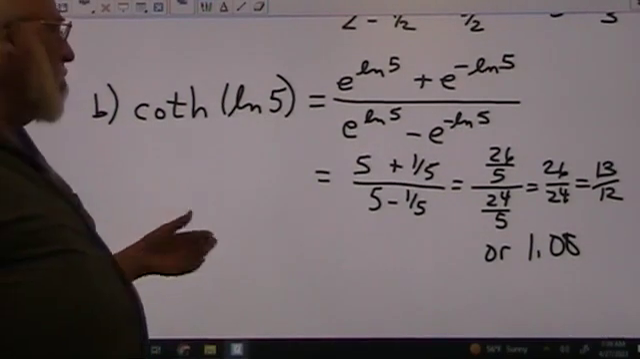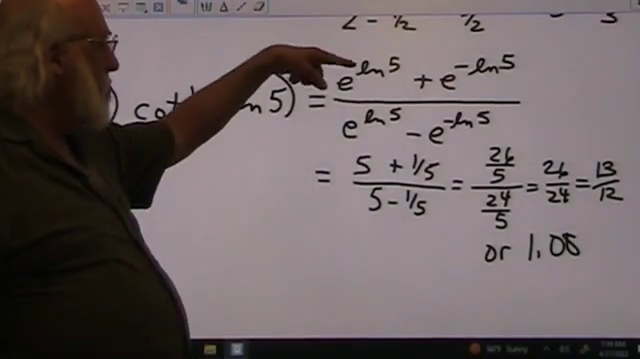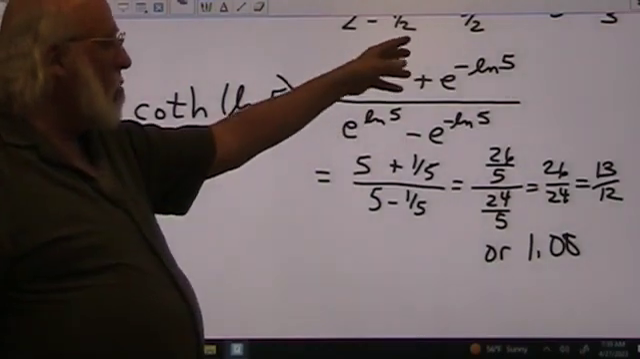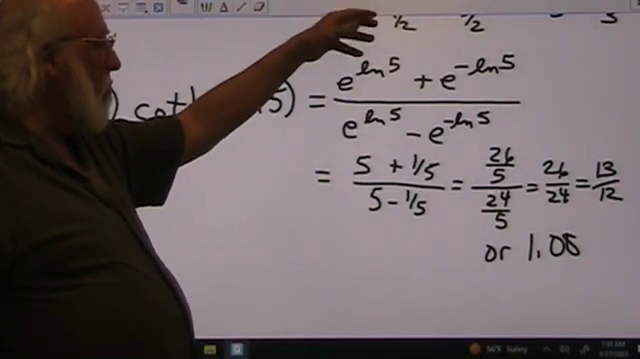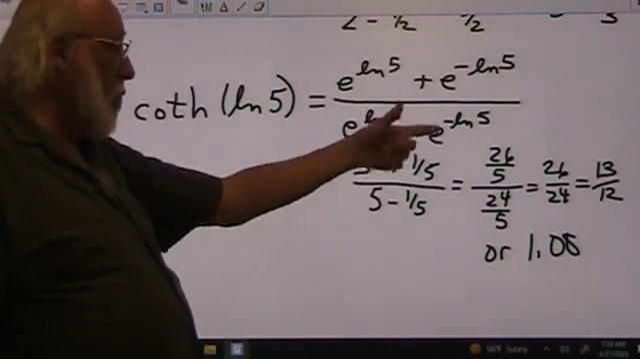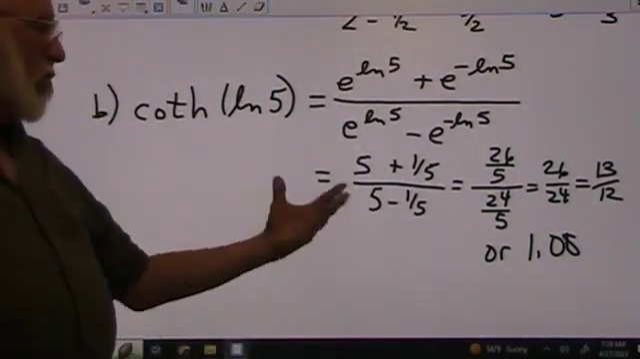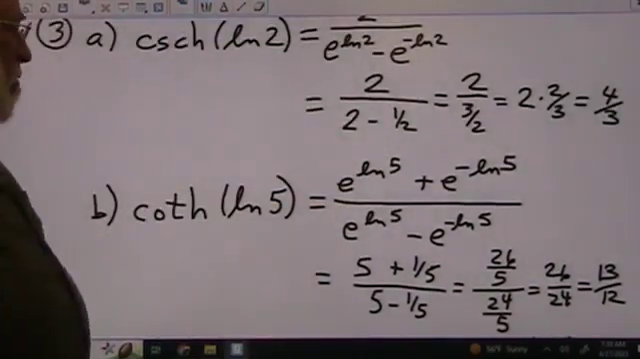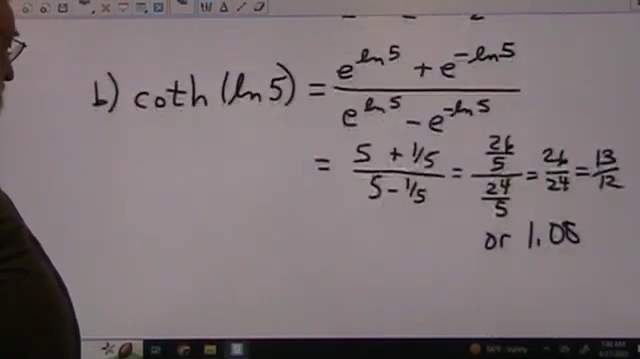Now the natural log of 5, same deal. The e to the natural log of 5 is just 5, that's the exponent. The negative exponent is negative 5, it becomes 1/5. And then we go through that and we get either 13 over 12 or 1.08. And if you want to use the decimal form up there, that would be 1.33. Either way is fine.